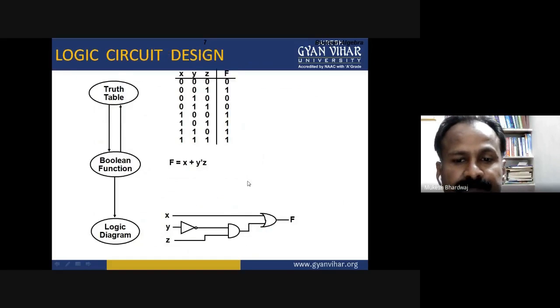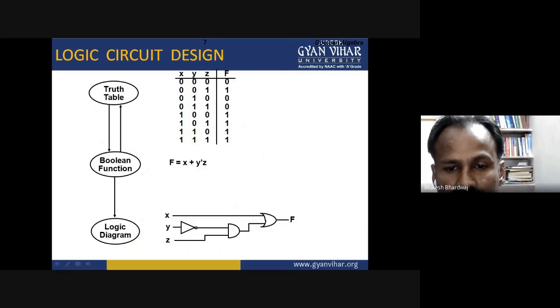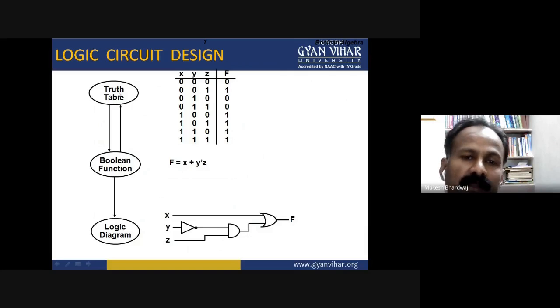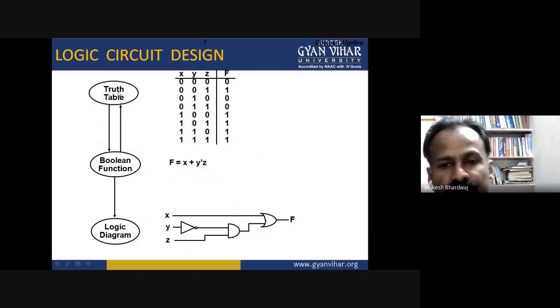In logic circuit design, as you see, we start with the truth table, then come to the Boolean function, and the Boolean function can represent the truth table. And from these, we are going to draw a logic diagram. For example, we have taken in the diagram three inputs x, y, z with three gates, and f is the output taken. So we know the function of each gate, and the input is given at the value of x, y, z in terms of 0 or 1.